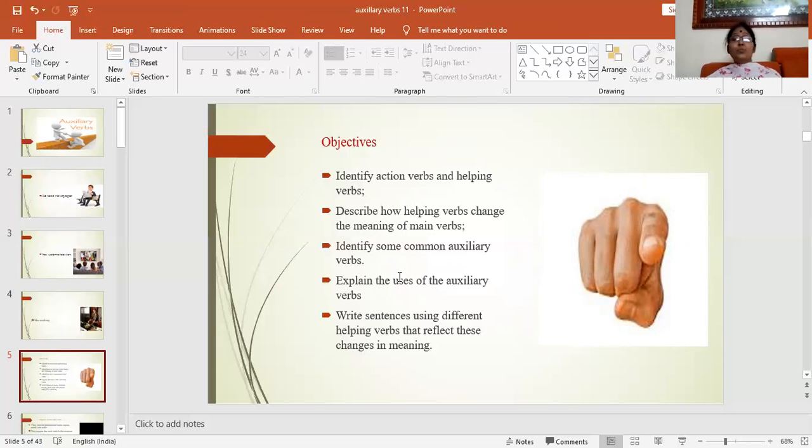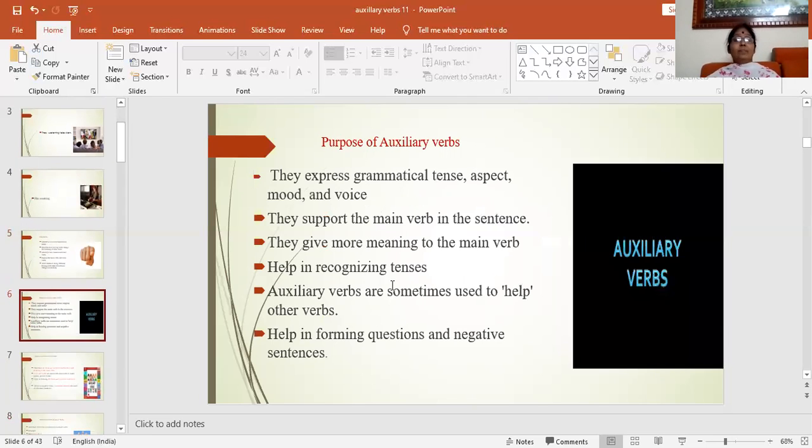So our objective will be to learn what are auxiliary verbs, what are the different types of auxiliary verbs, and how and when and where we should use our different auxiliary verbs. Now let's start our class. First thing is that we all should know that auxiliary verbs are also known as helping verbs. Yes, what are they? They are also known as helping verbs.